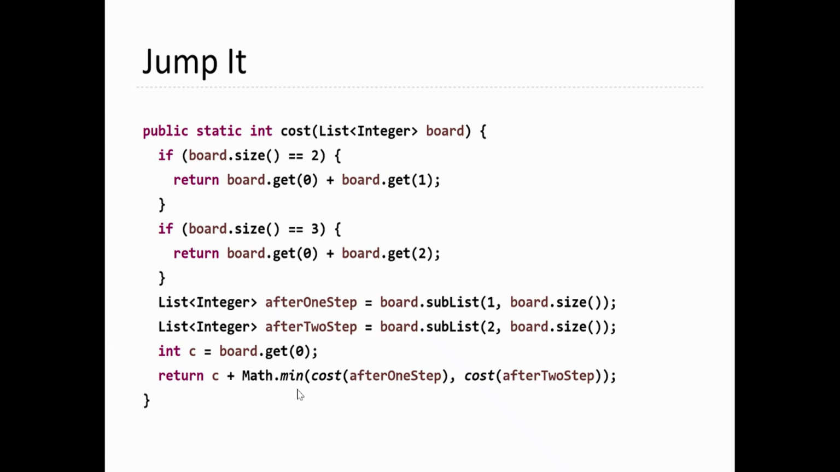And then I can take their minimum using Math.min. Your total cost is just the cost of the square that you're on plus the smaller of those 2 costs. And believe it or not, this actually does solve the problem. It will, in fact, return the smallest cost solution for any given board.